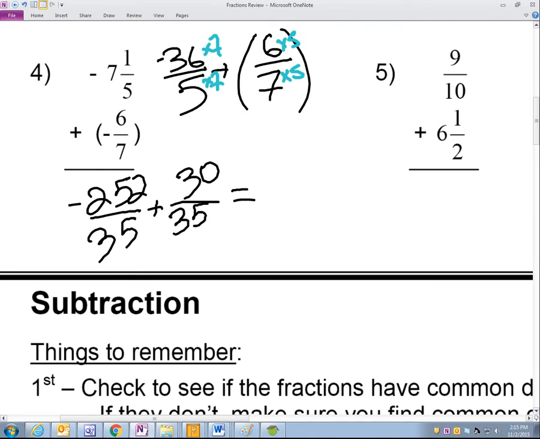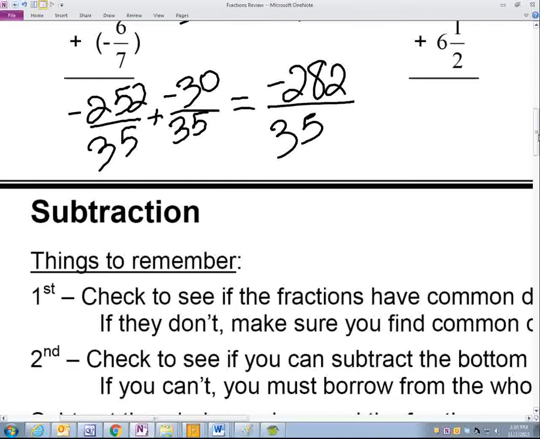So we have negative 252 plus 30. So that comes out to be a negative 200 and we are adding, oh, that's a negative 282 35ths. There you go. So glad you found your mistake.